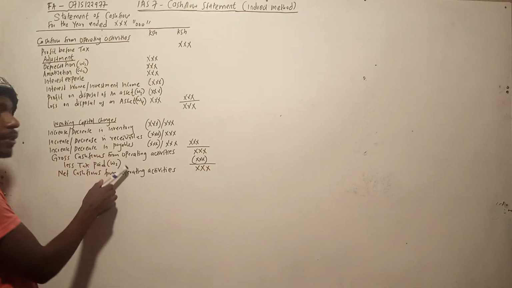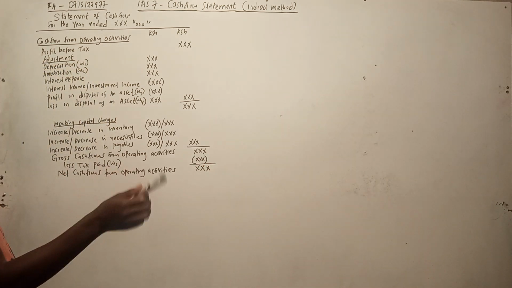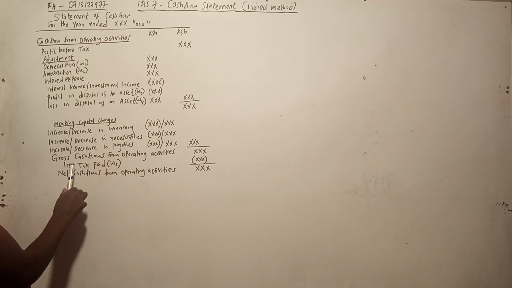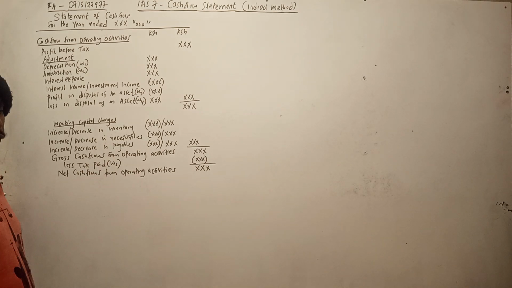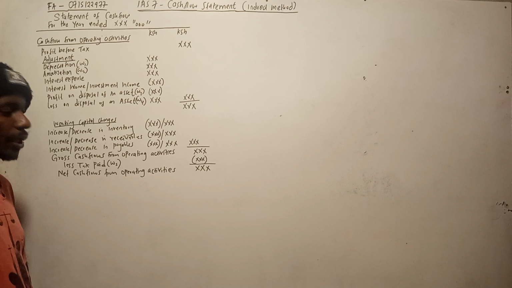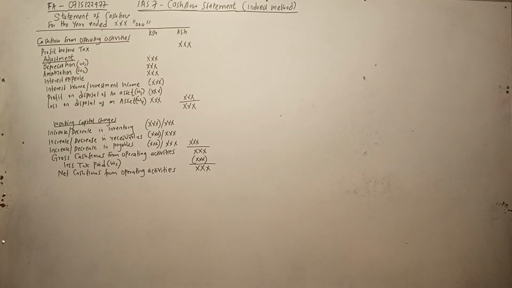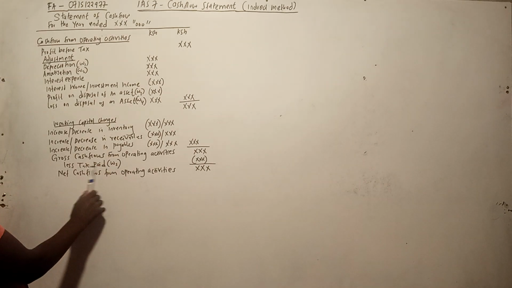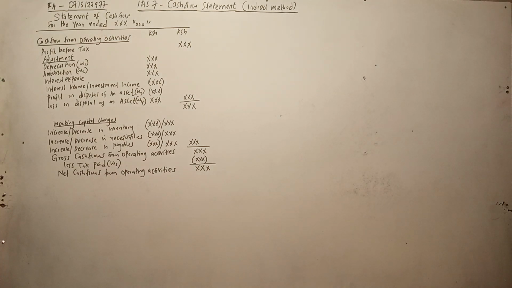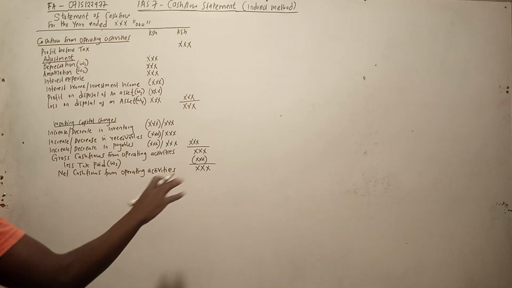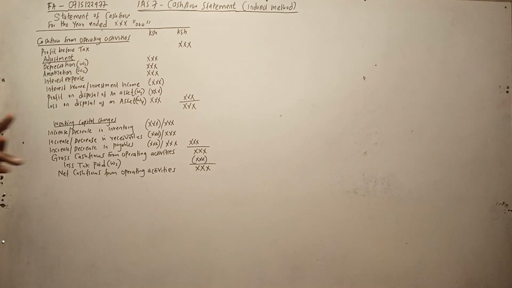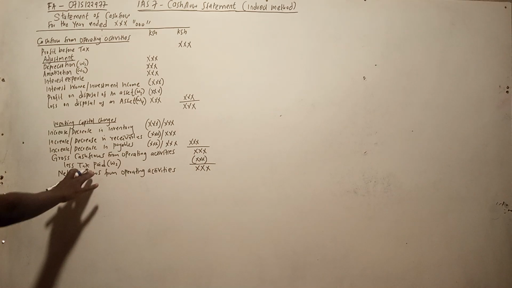So I will not put interest in this part. When you less tax paid and less interest paid, it is fine. But for me, I will categorize interest paid as a financing activity. But some other people put the interest paid here. Anyway, it is well and good. Because when they put it here, it means they have categorized it as an operating expense. But for me, I will categorize it as a financing activity because interest relates to the loan. So loan is part of financing.